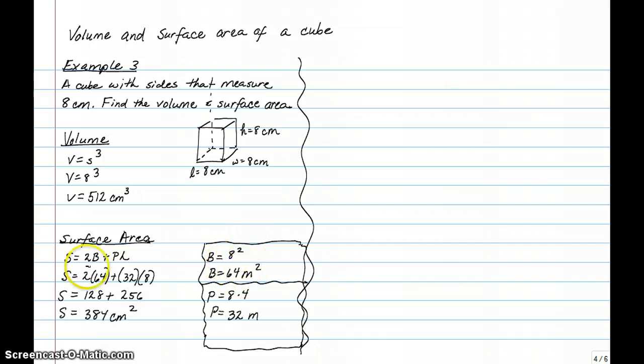Okay, so the base equals 8 squared. 8 squared was 64. You take that twice, it's 128. And then the perimeter is 8 times 4, which is 32. You take that times the height of 8, you get 256, and you add the two together and get 384 centimeters squared for surface area.